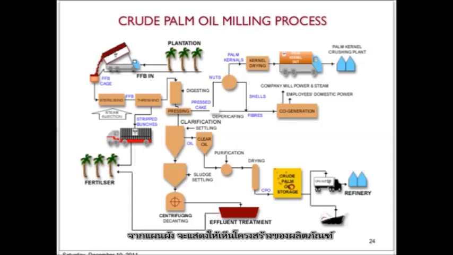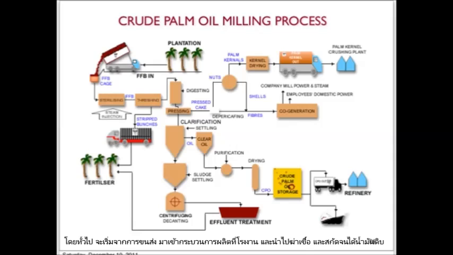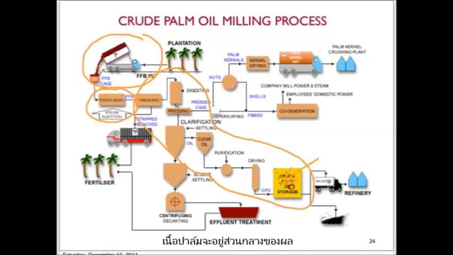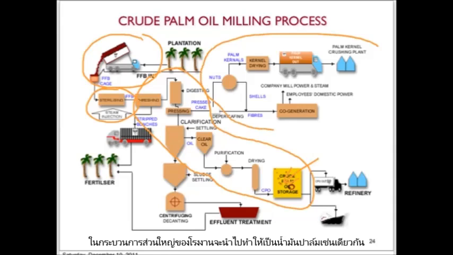This is another picture of the flow chart showing the same process as the previous slide. So basically we start by transporting the raw material into the factory, and it will go through a sterilization process, and the whole process here is the stages to get the crude palm oil. And the kernel, which is the middle part of the fruits, will go through a separate process, usually in a different part of the factory, to produce the palm kernel oil.